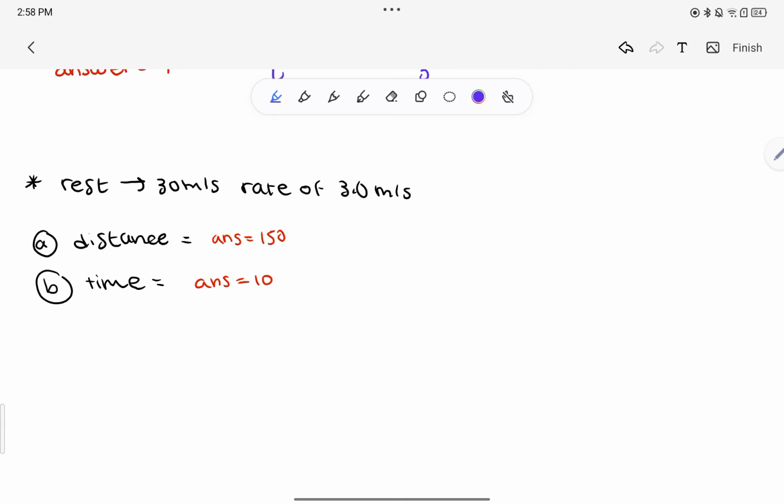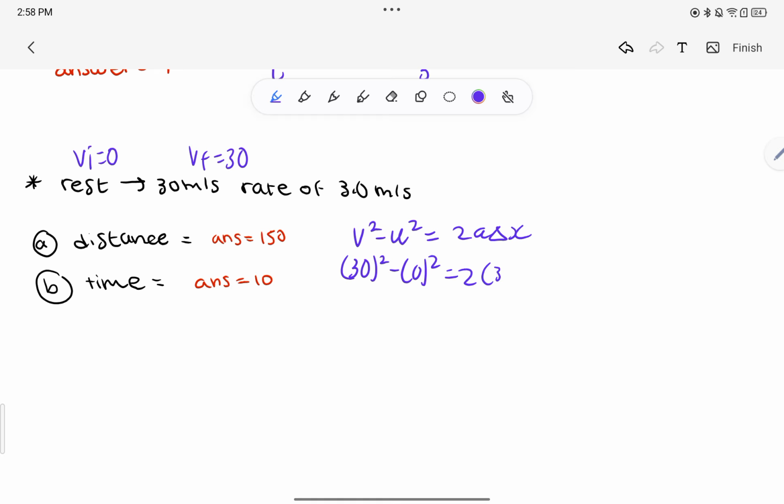From rest, so initially it was 0, and then v final is equal to 30 at a rate of 3 meters per second squared. So we have to find the distance. Yeah, so we're gonna do v squared minus u squared equals 2a delta x. This is 30 squared minus 0 squared equals 2 times 3 times delta x. Delta x is equal to 150. Now we have to find the time.